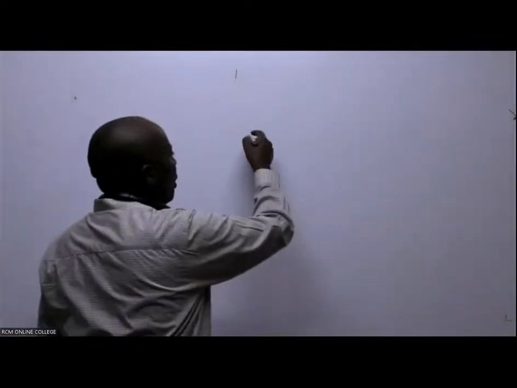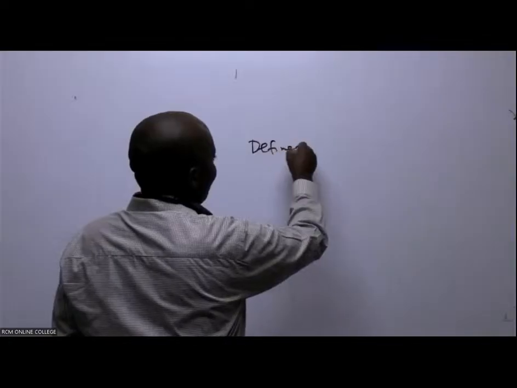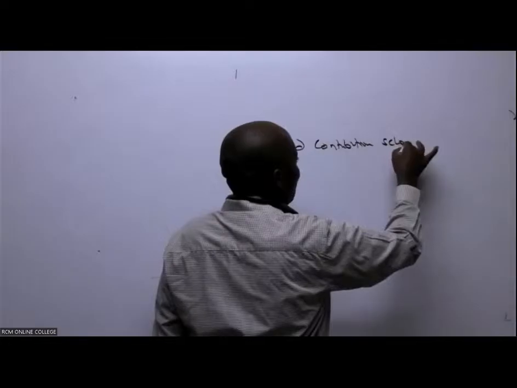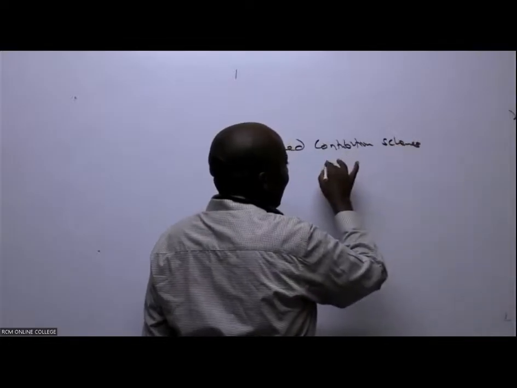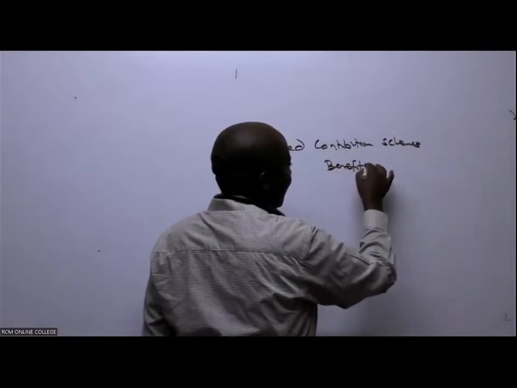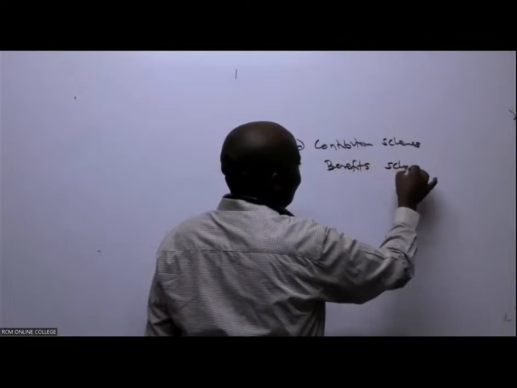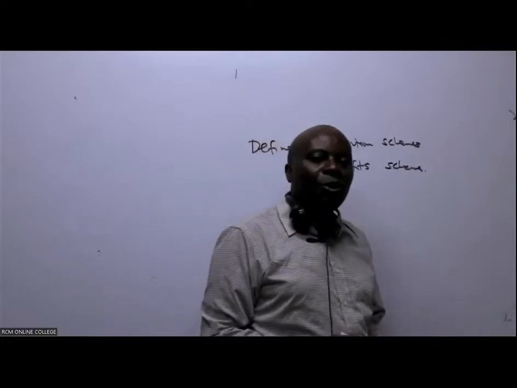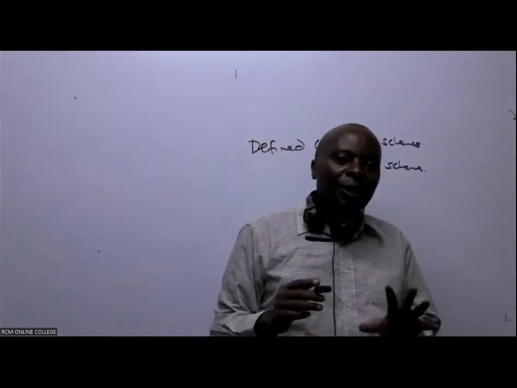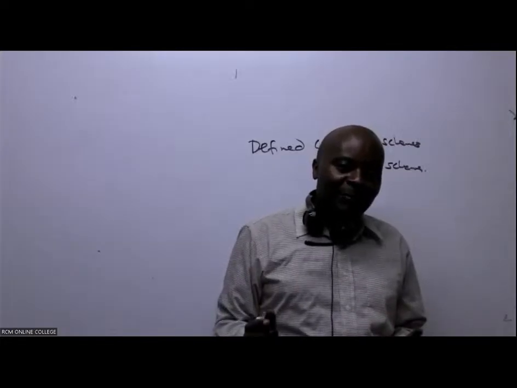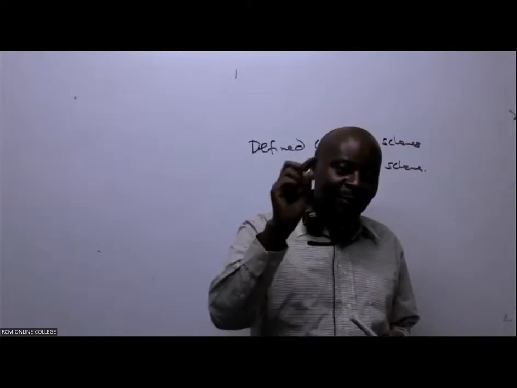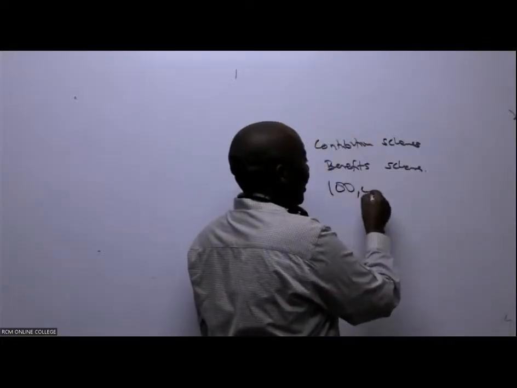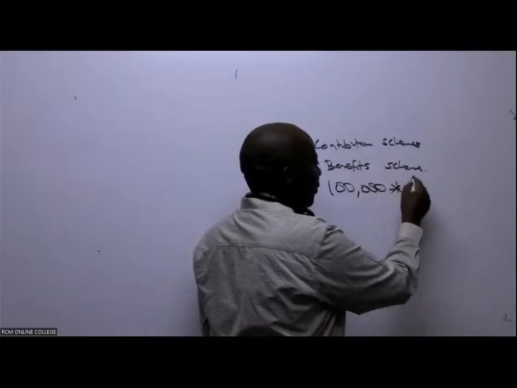You see, we have what we call defined contribution schemes, and then we have defined benefit schemes. Now, most employers today will remit to a private pension scheme. They will give you like 6% of your salary. If you're getting 100,000, I know most of you right now, this is where you are, but you'll overcome.